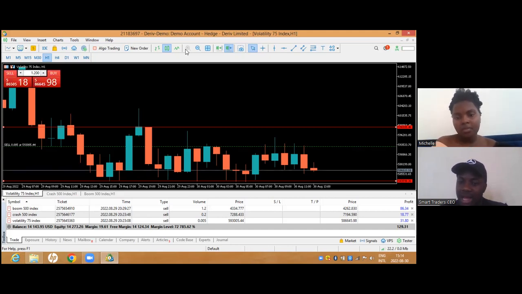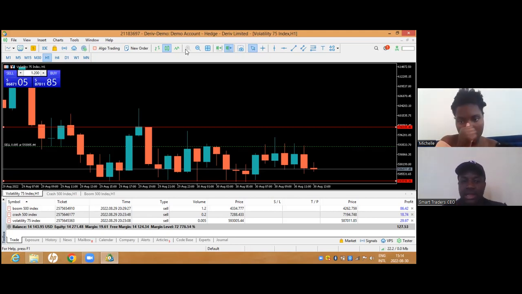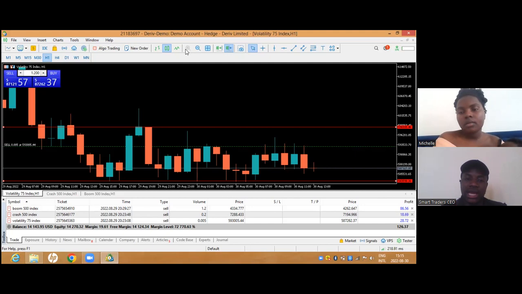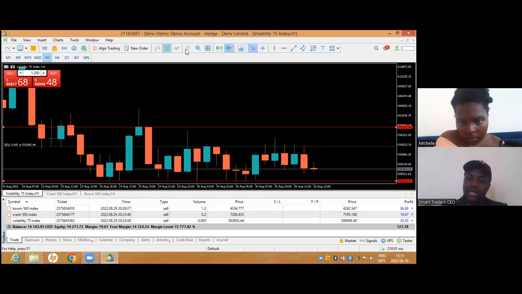When I mean broken, I mean the candle has to break that line and close below that line. You see all these candles on your support, they failed to close below the line. I mean the whole candle. You see those candles, they have a line and they have that thick body, right? So the body has to break your support.